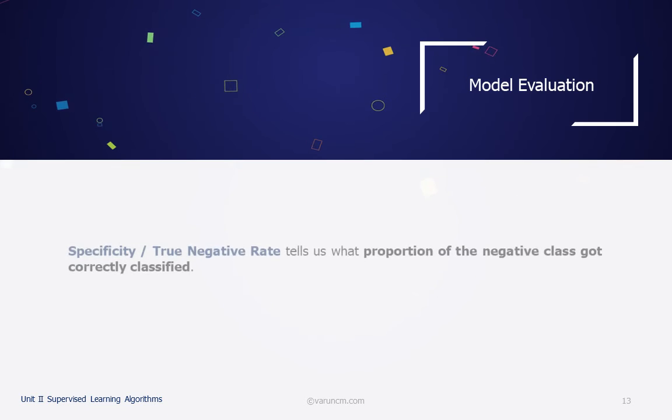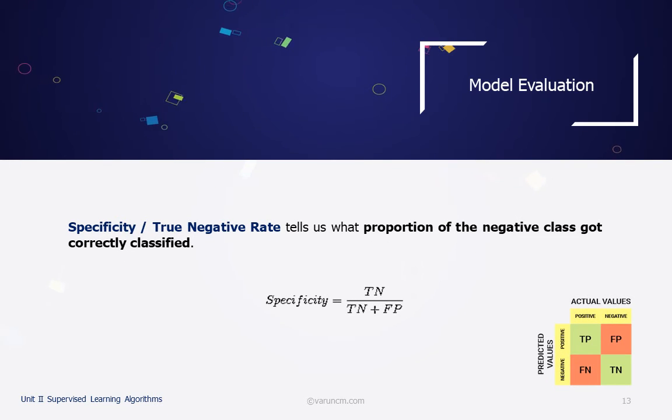And the third one is specificity or true negative rate. Specificity or true negative rate tells the proportion of the negative class that got correctly classified. In the previous one, the negative class was not correctly classified. In case of true negative rate or specificity, the negative class got correctly classified. So the formula is specificity is equal to TN divided by TN plus FP.